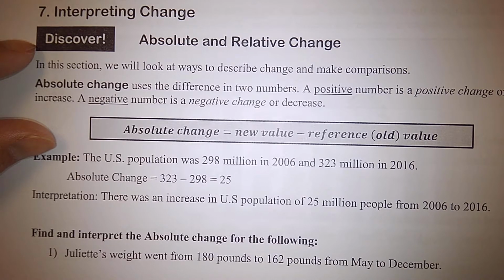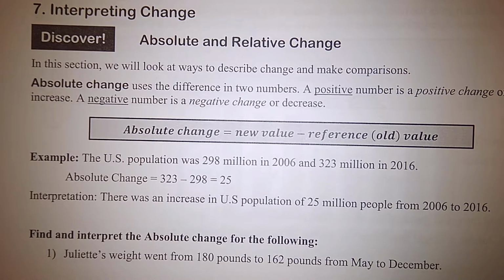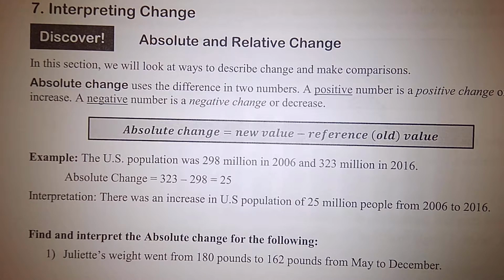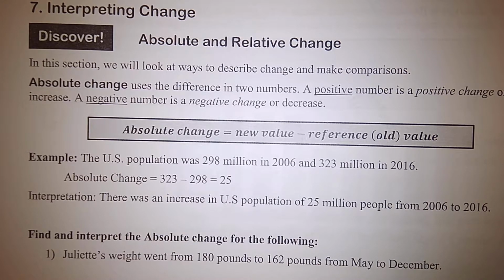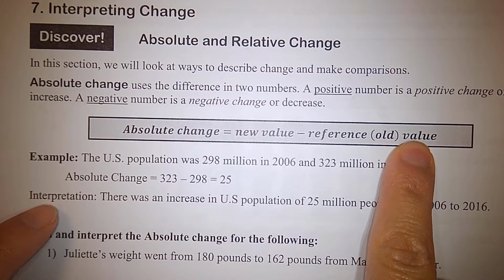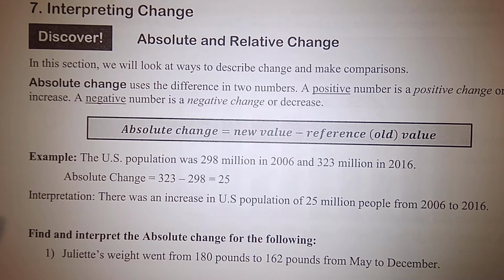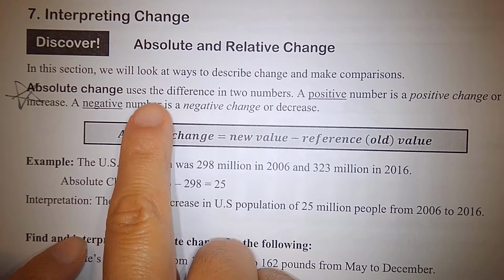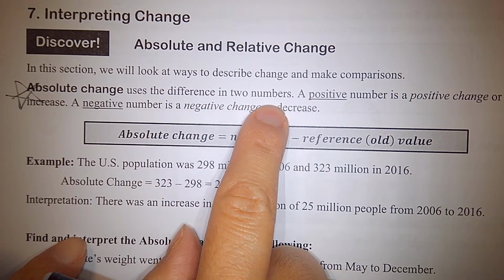I'll read. In this section, we will look at ways to describe change and make comparisons. Absolute change uses the difference between two numbers. A positive number is a positive change or increase. A negative number is a negative change or decrease. Absolute change equals new value minus reference old value. Okay, good, thanks. So absolute change uses the difference in two numbers.